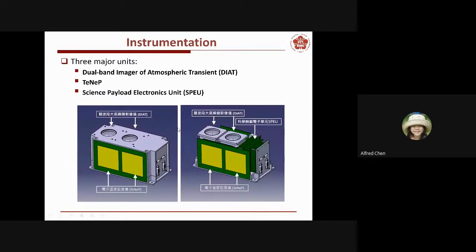Now for the scientific payload, there are 3 major units. The first one is DIAT and the TNEP. This is the sensor parts. And the other one we call SPU. This is a science payload electronics unit. And it will handle the data collected by DIAT and the TNEP, do onboard processing, and transmit the data to the satellite bus.